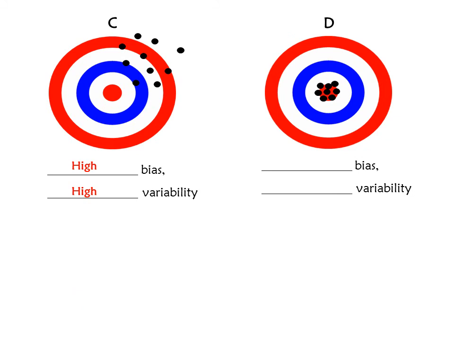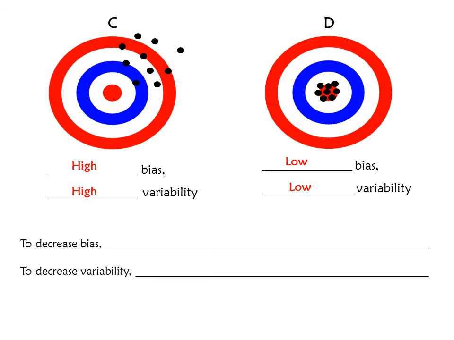Letter D is the example of something that we want to happen. Notice that these are all low bias because they are equally around the bullseye, and it's low variability because they are all consistently close together. When taking a sample, we want D to happen. We want our bias to be low, we want all of our sample statistics to be centered around the actual value, and we want the variability to be low. We don't want statistics that are all over the place.